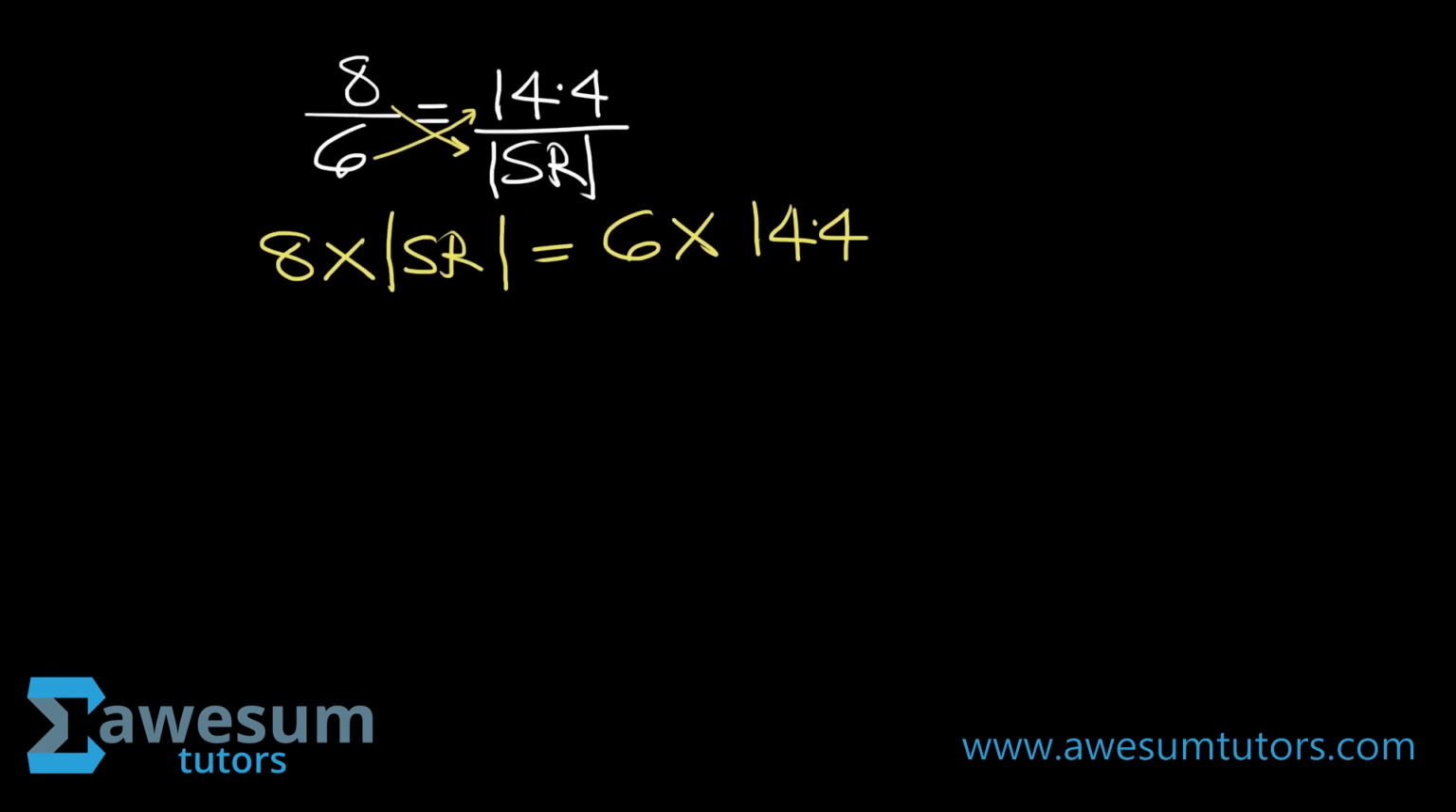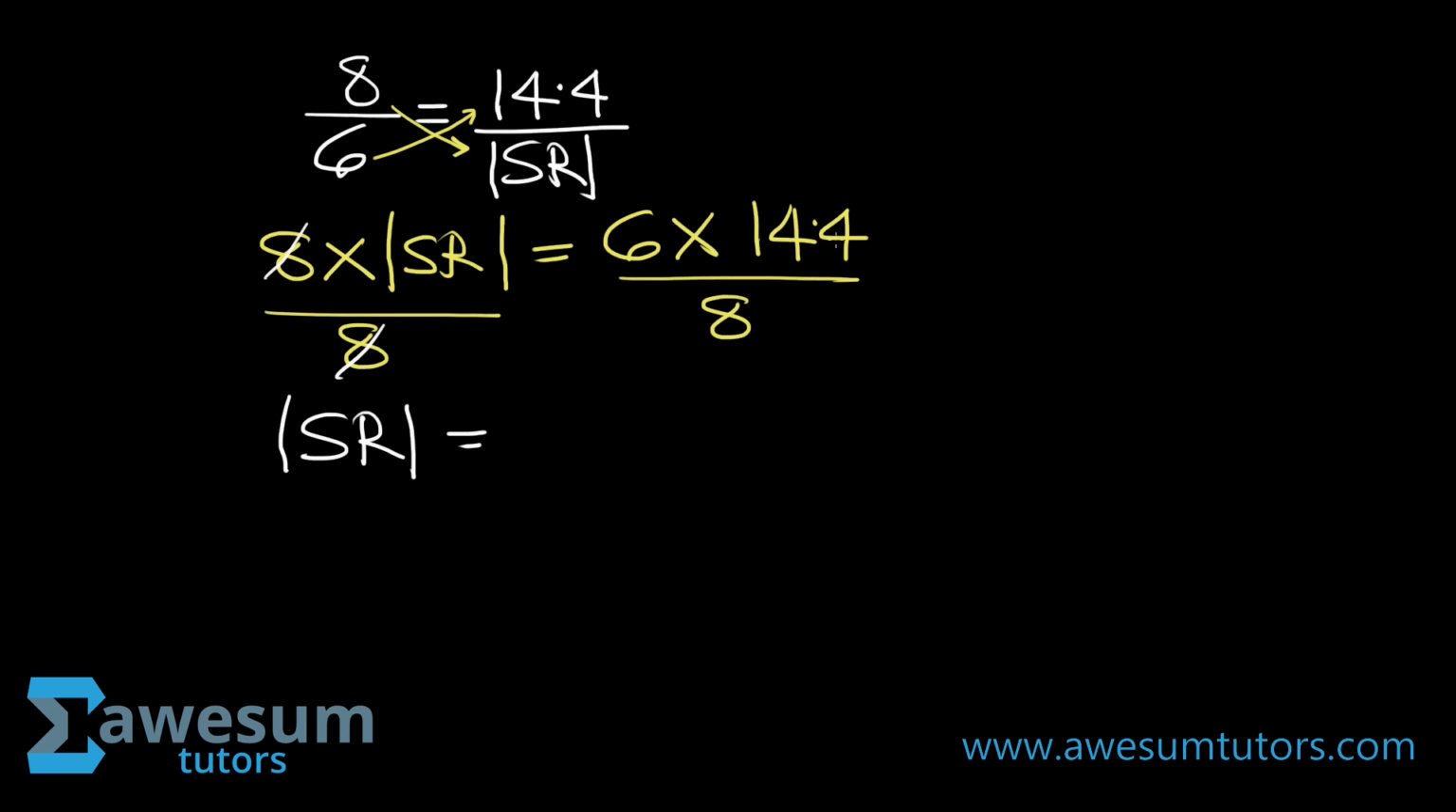Okay, now what am I looking for? I'm looking for SR, right? So I can divide both sides by 8. If I divide both sides by 8, 8 cancels 8. So I have line SR equals 6 times 14.4, and then you divide it by 8. If you use a calculator, your answer is going to be 10.8 centimeters. So that means my line SR is 10.8 centimeters.